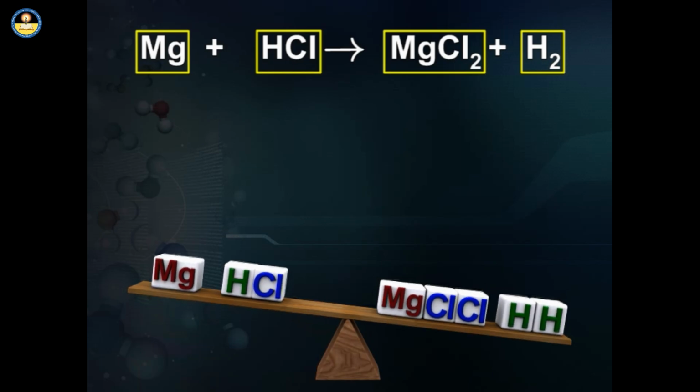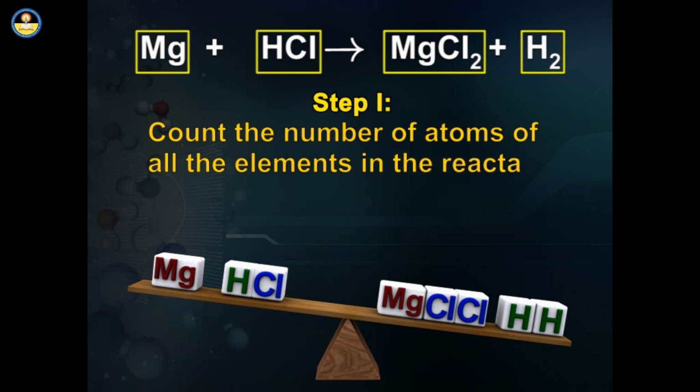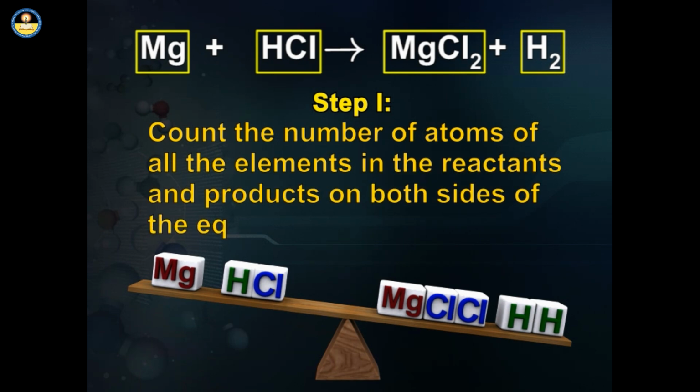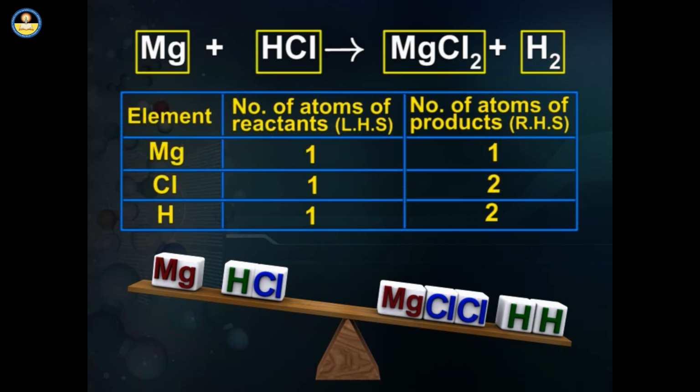Step 1. Count the number of atoms of all the elements in the reactants and then of products, that is, on both the sides of the equation. You can see that the number of magnesium atoms are equal to 1 on both the sides. At the same time, the number of chlorine and hydrogen atoms is not equal.